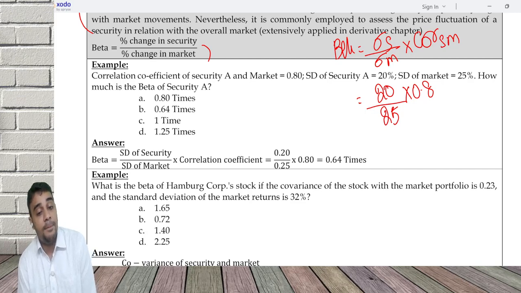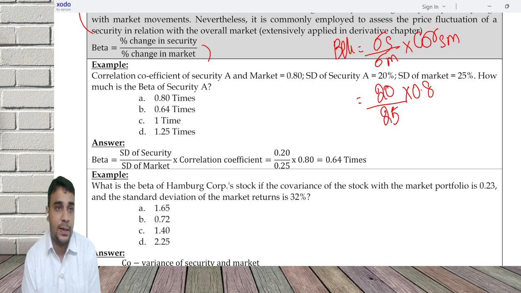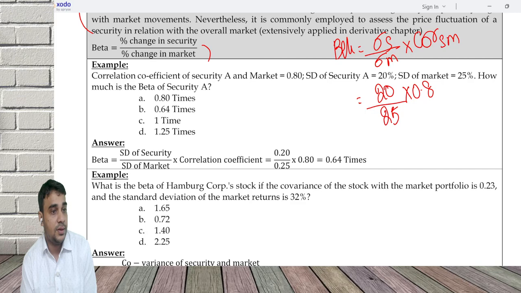What is the beta of Hamburg Corp Stock Limited if the covariance is 0.23? Covariance is given in decimal, and standard deviation is given in percentage. I'll not write 32%, I'll write 0.32. Which formula do you want me to use here? Let's just use F1, F2, F3. You'll have to tell me, F3.